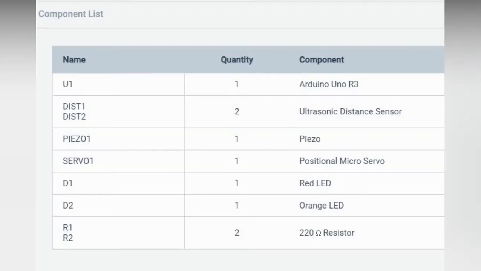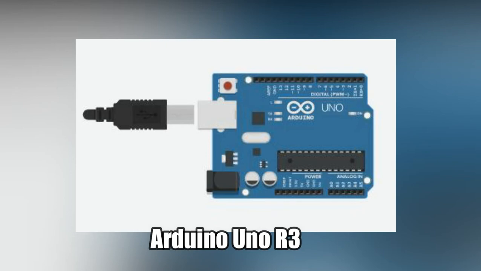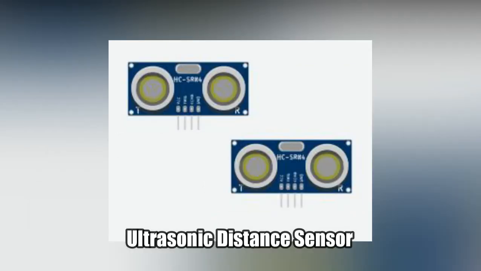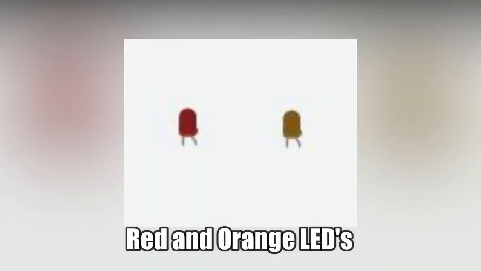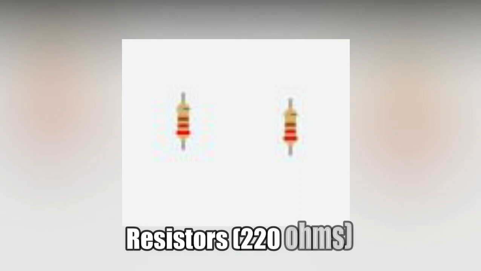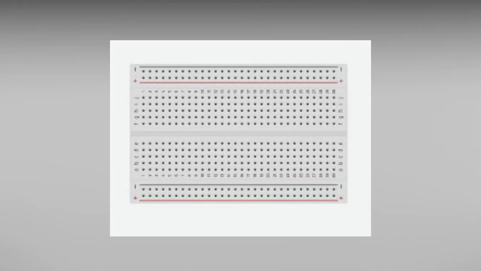The components which are integrated in this trash can are: Arduino Uno, 2 ultrasonic distance sensors, a piezo or buzzer, a positional micro servo, a red LED, an orange LED, 2 220 ohm resistors, a 9 volt battery, and a breadboard.